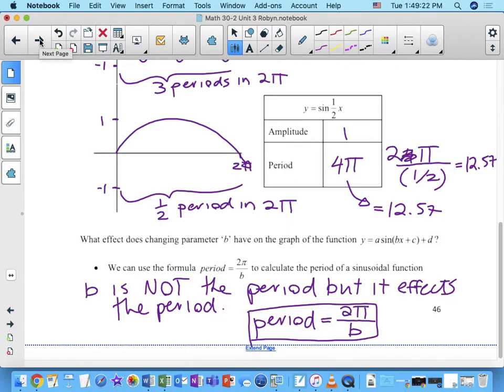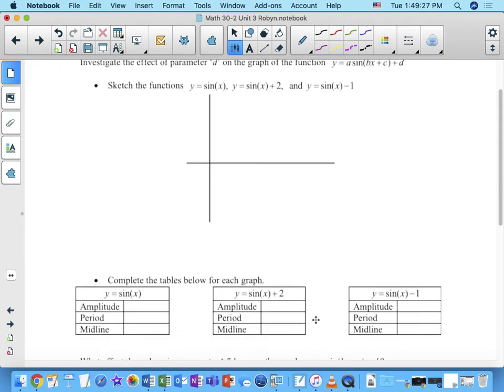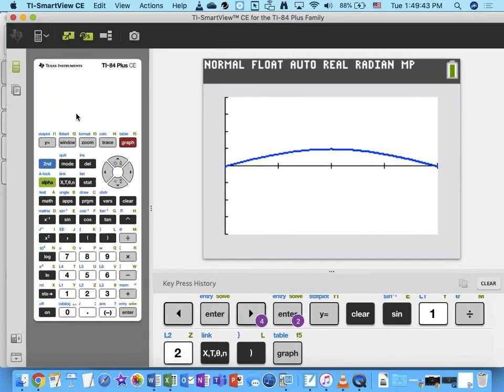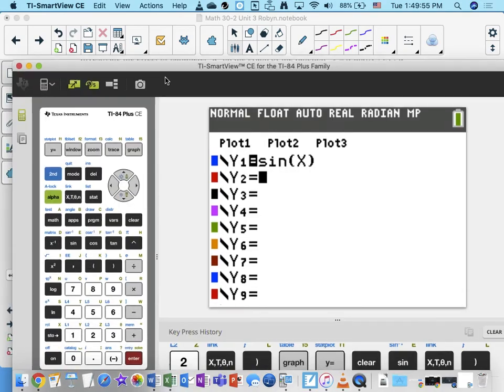Okay, one more. Let's see if we can get to it. I think we can. Last parameter. What do you think this parameter is going to change? What haven't we changed yet? The midline. Yeah, let's see if it does. Okay, and that's d, right? Now we're changing the d value. So we got 3 functions. We got y equals sine x. We got y equals, I can't remember, sine x plus 2.